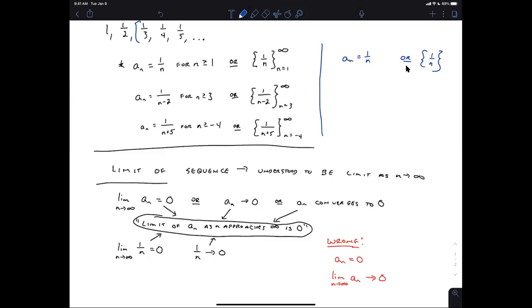So if we're trying to find the limit of a sequence, which is the big first big thing we do, if we're trying to find the limit, it doesn't matter where it starts. Okay? Any questions so far?